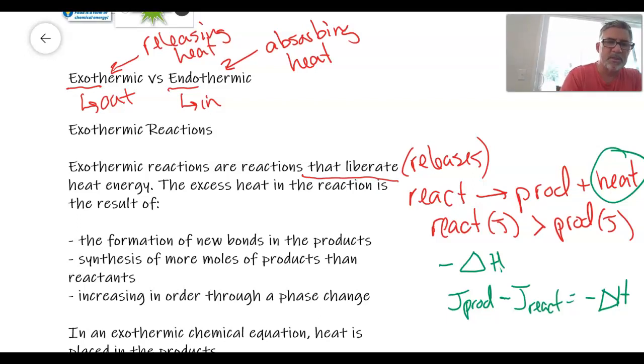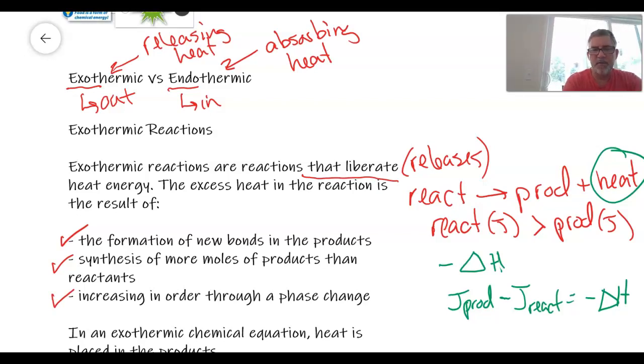Right, so here's some conditions that sometimes cause this. So formation of new bonds, right? Bonds are between electrons. Remember our kinetic molecular theory? If I put energy into something, eventually it becomes from a solid to a liquid and a liquid to a gas, right? Because the intermolecular attraction becomes less than the kinetic energy moving things around. But to get things to stick together, I've got to take energy out. So formation of new bonds, synthesis of more moles of products than reactants. Again, that has to do with formation of bonds. And then increasing order through a phase change.